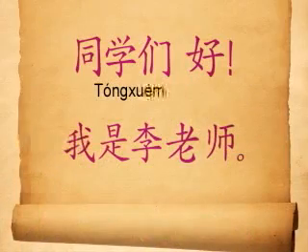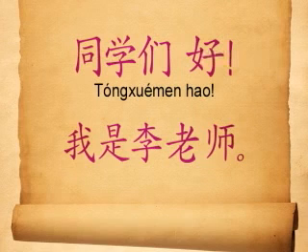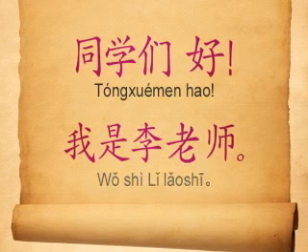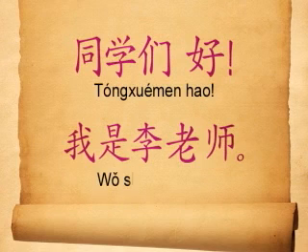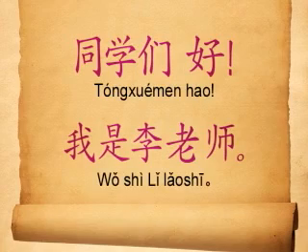Shi in the phrase 我是 is fourth tone. 是. The syllable shi in 老师 is first tone, 师. This is a great example of why saying the right tone helps you communicate clearly. Listen to the phrase one more time. 同学们好,我是李老师. Now, say it with me three times. 同学们好,我是李老师.